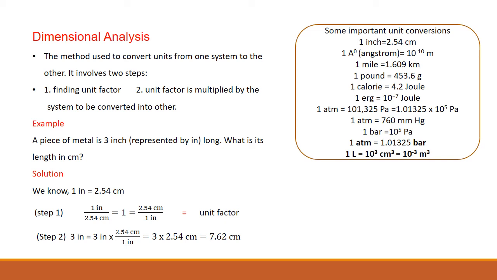Now step 2. Because we have to find out the value of 3 inch in centimeters, in the second step this 3 inch is multiplied by the unit factor, that is 2.54 centimeter divided by 1 inch, and so the answer will be 7.62. That is the method for dimensional analysis to convert one unit into the other. There are some unit conversions, so we must remember all these points before conversion.